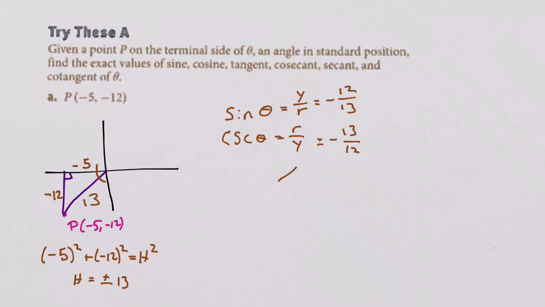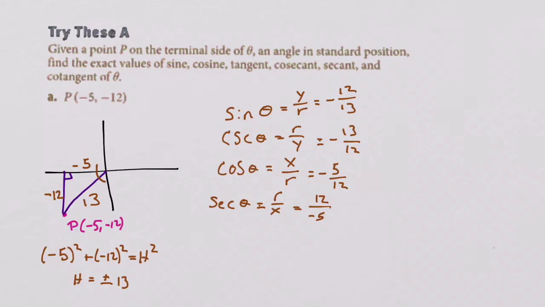Next, we can go ahead and do cosine. Cosine of some angle in terms of the unit circle is going to be x over r. Well, our x value is -5, so this is going to be -5 over 13. And from here, we can take the reciprocal of this and get the secant. Secant of theta is r over x, which will give me 13 over -5.